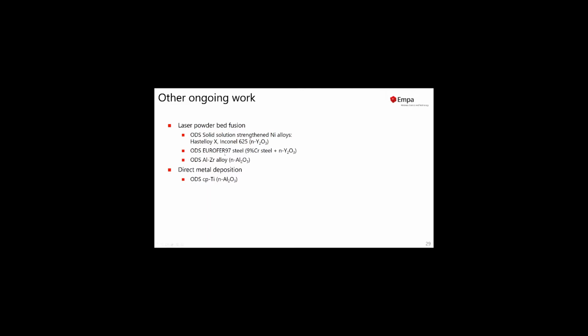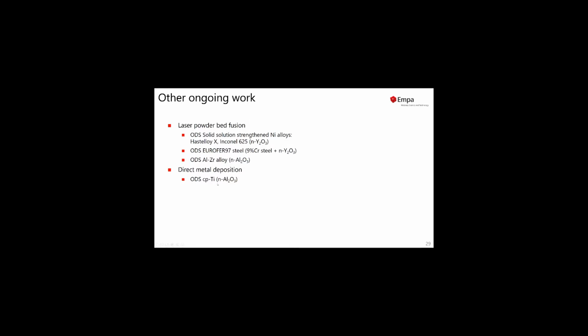Together with colleagues at the Paul Scherrer Institute, we went for a 9% chrome steel. We could also show that we could consolidate those. We tried some aluminium alloys, in that case with alumina, and that turned out to be more challenging. That was laser powder bed fusion.